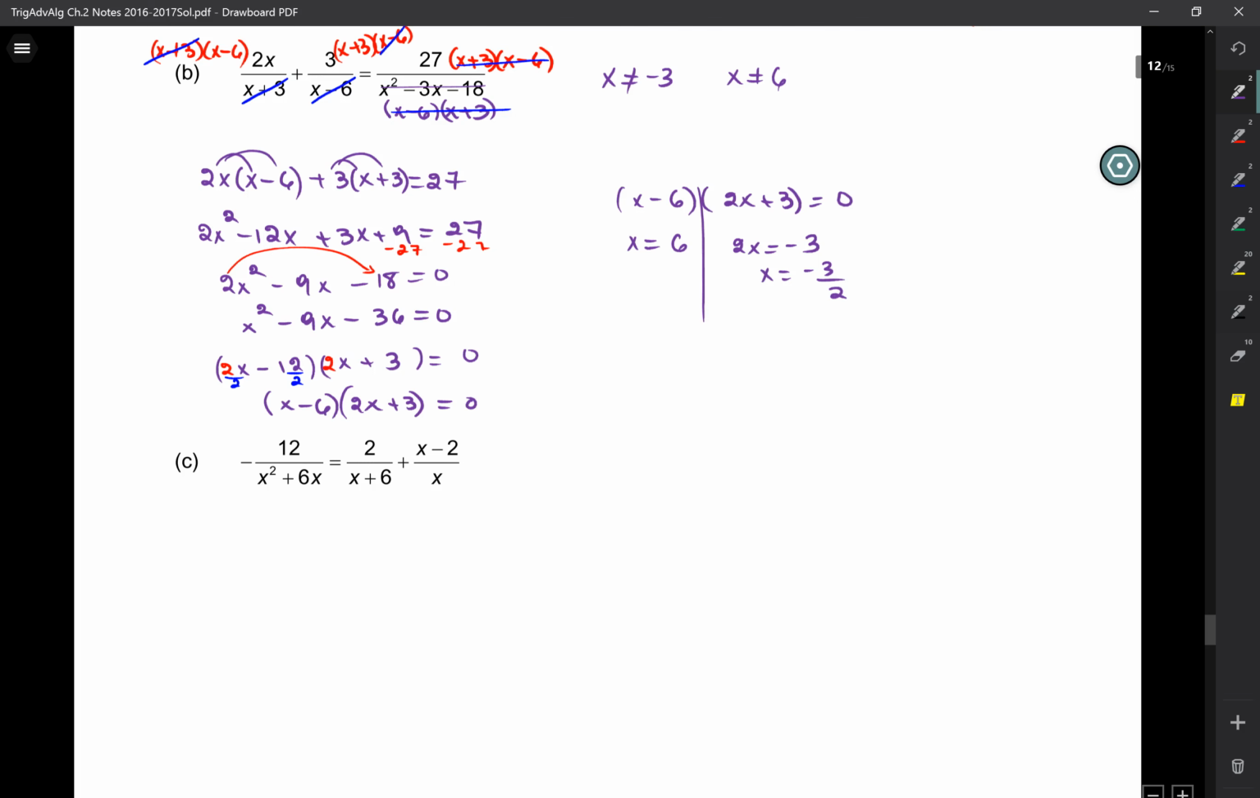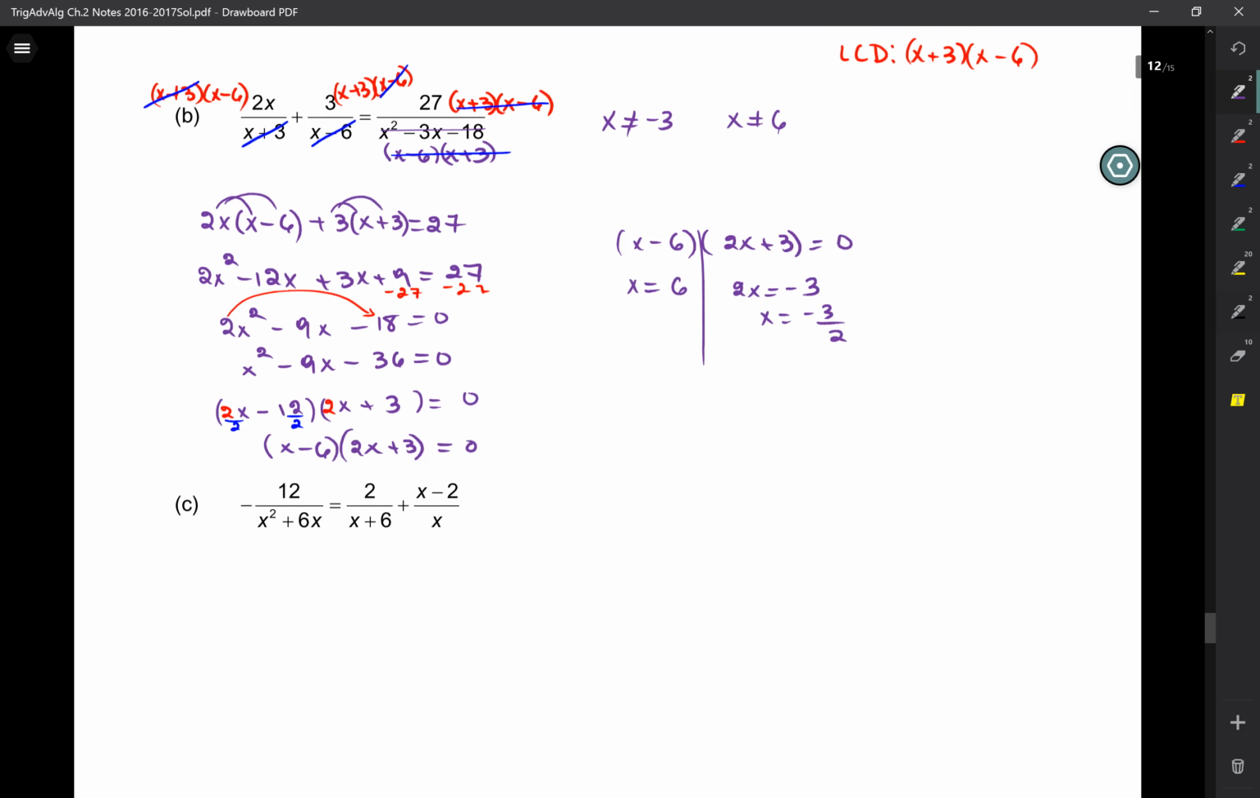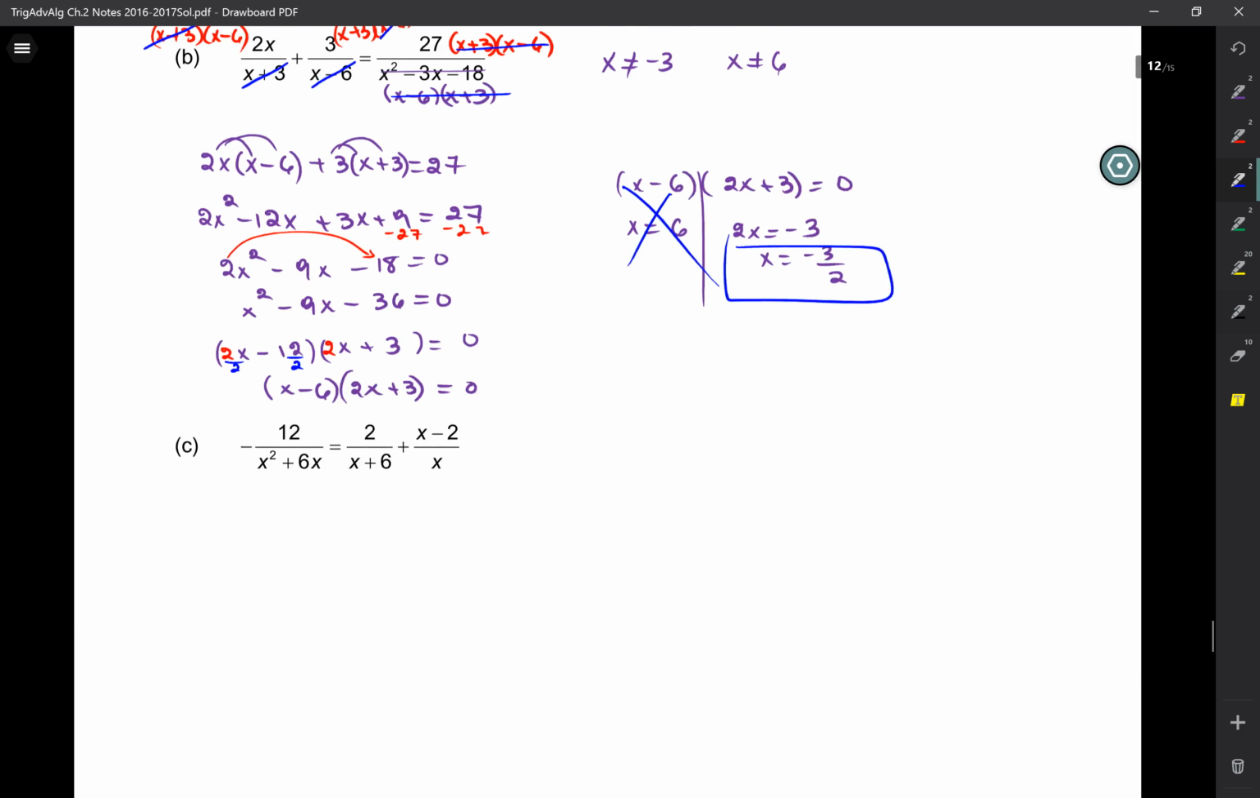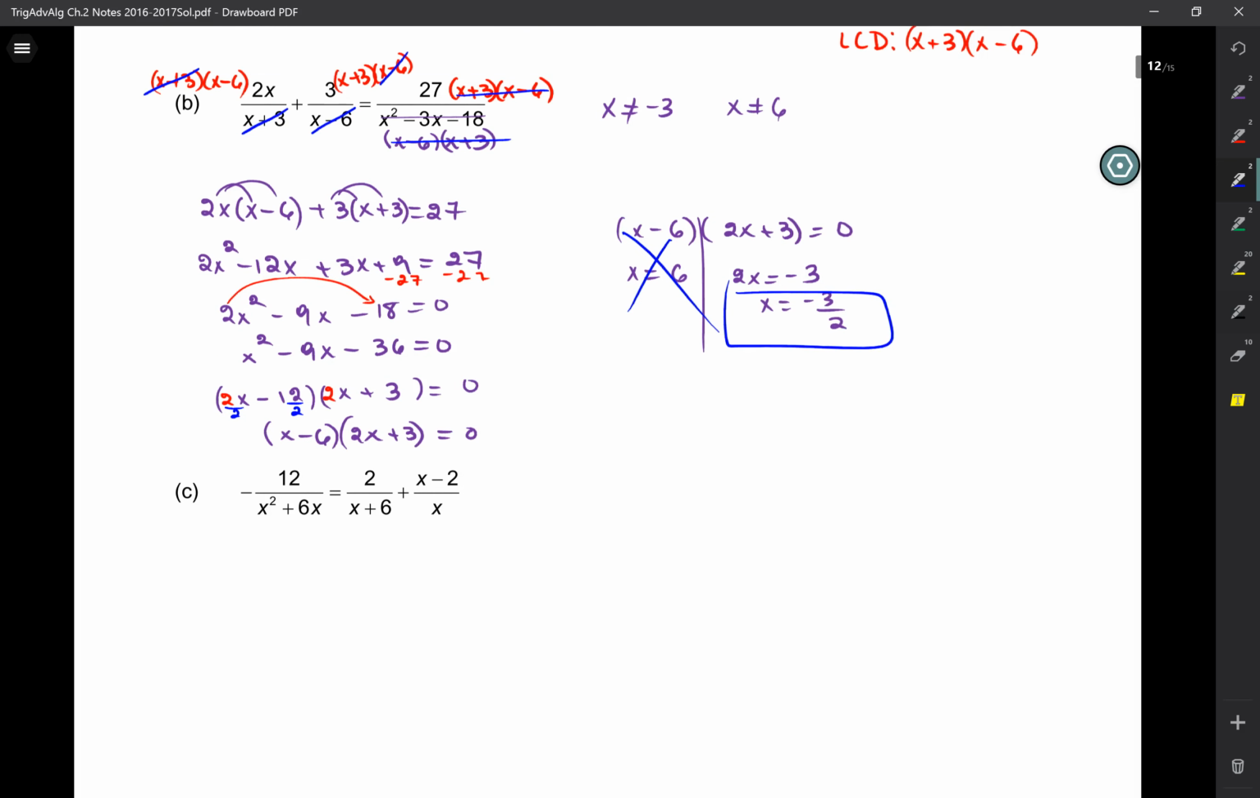In the very beginning, like Yair said, we had said that x cannot equal 6 for this problem. So what do you do? You toss it out. That's called an extraneous solution. Oh my god, so all that work for nothing? So your only solution is x equals negative 3 over 2. Okay?